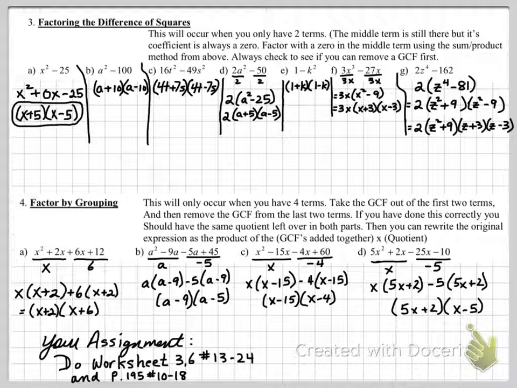There you go. Your assignment is to do worksheet 3.6, numbers 13 to 24, and then I want you to go on and do page 195 of your textbook, numbers 10 to 18.